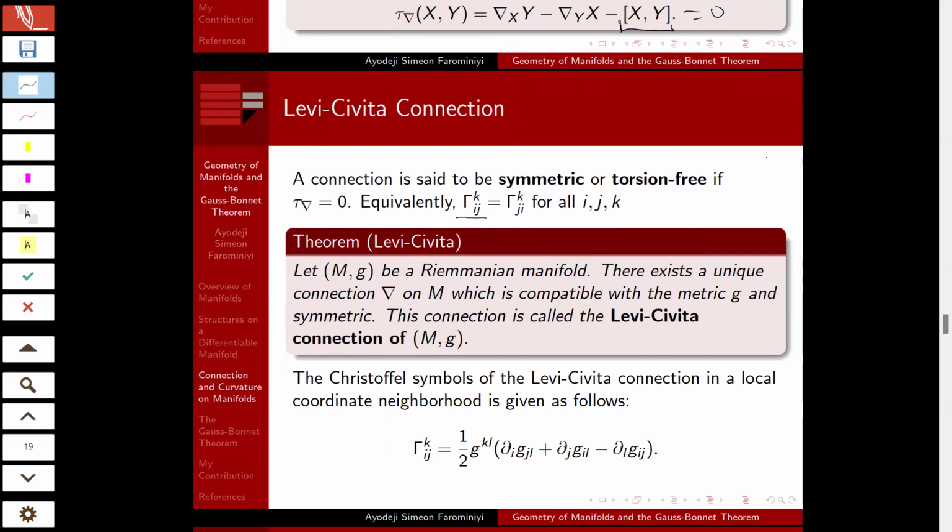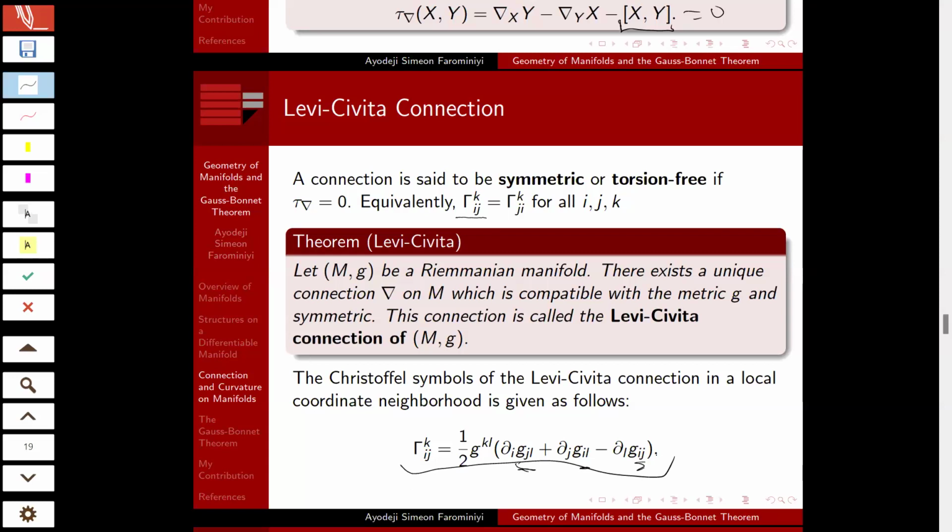So if we have a Riemannian manifold (M, g), there exists a unique connection on M which is compatible with the metric g and also symmetric. And this special connection is what we call the Levi-Civita connection. And since we said that the Christoffel symbols completely define a connection, we look at the Christoffel symbols of the Levi-Civita connection, which is given by this formula. And as you can see, it is defined only in terms of the partial derivatives of the components of the metric tensor. So for the Levi-Civita connection, we only need to get the partial derivatives of the components of the metric tensor.